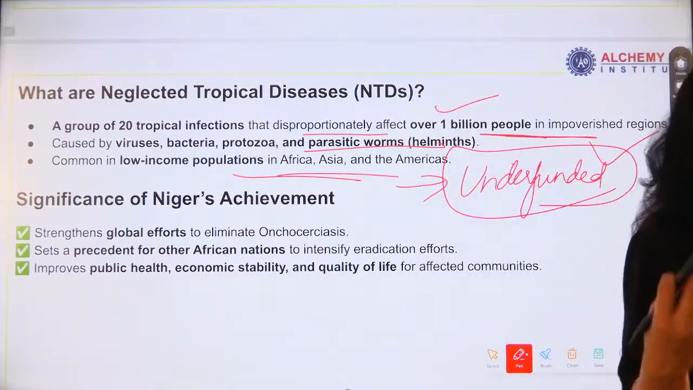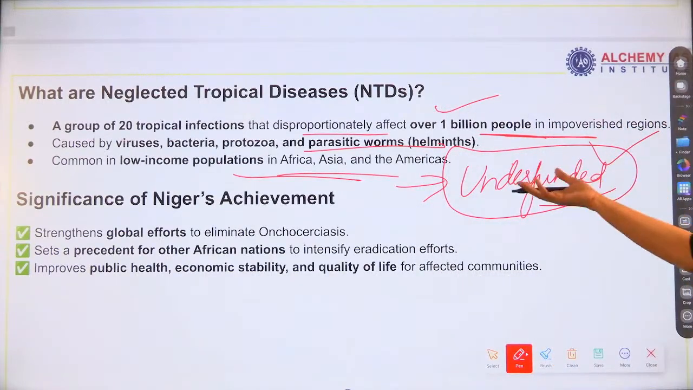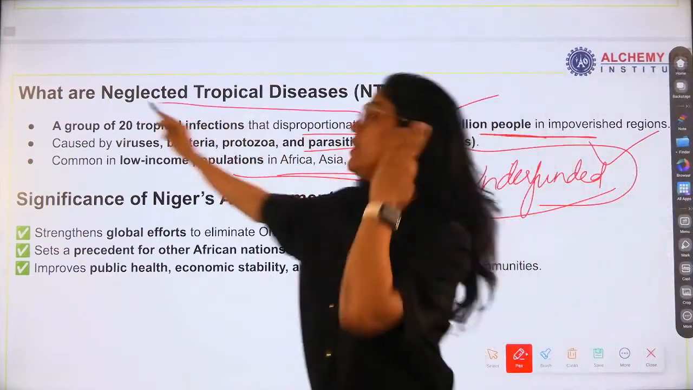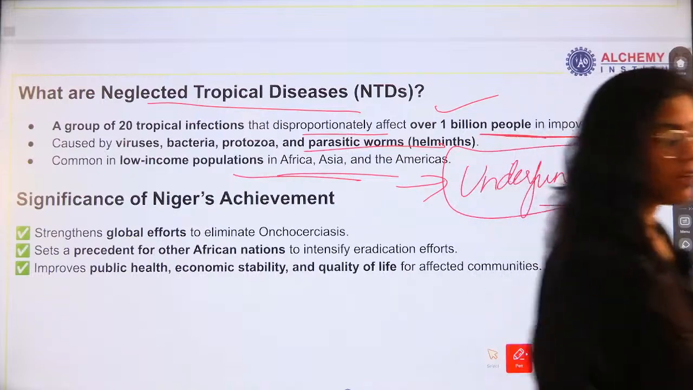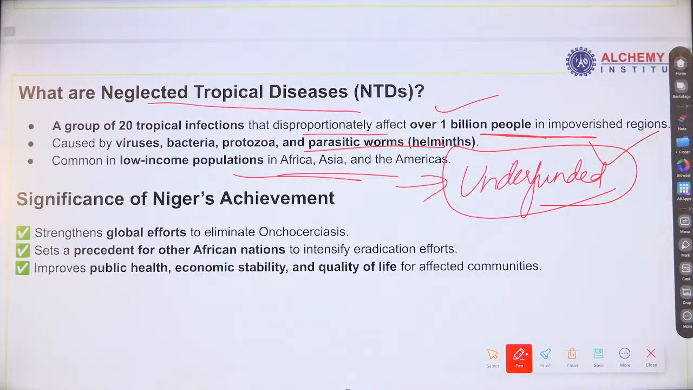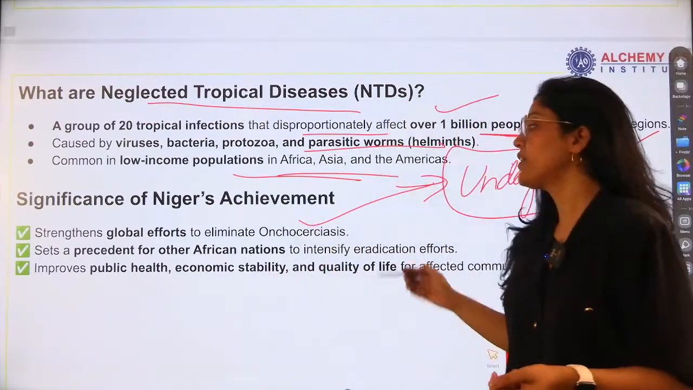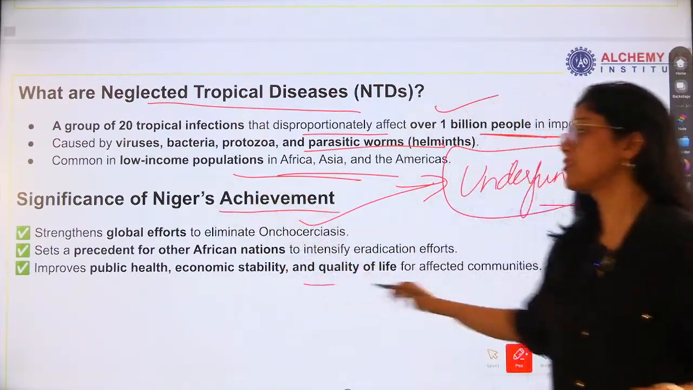Poor countries, it is very common. That is why it has been termed as NTD, neglected tropical disease. It is found in tropical areas. Many of the diseases are found in tropical areas, and this affects children more. Significance of Niger's achievement is what?